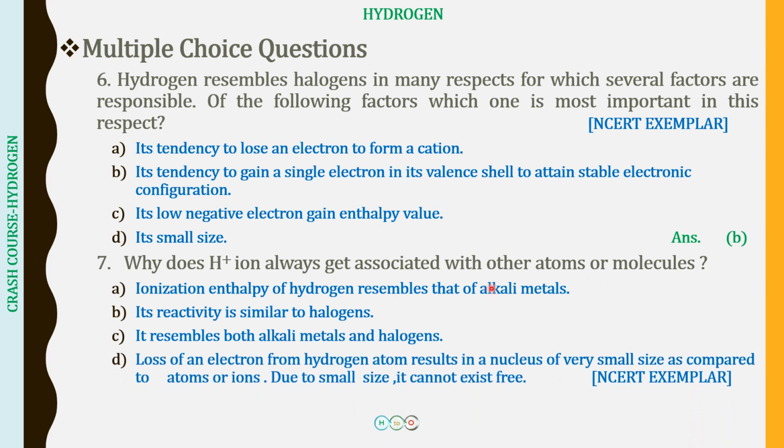Loss of an electron from hydrogen atoms results in a nucleus of very small size as compared to other atoms or ions. Due to small size, it cannot exist free. So H positive is nothing but one proton, right? Hydrogen has one proton and one electron. When it loses one electron, what is left behind is only H positive, which is one proton, and a proton is very small in size.